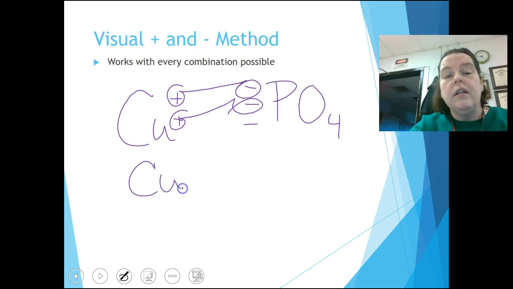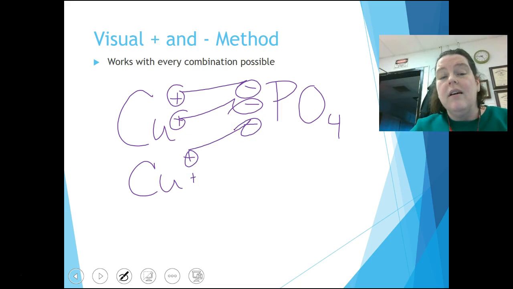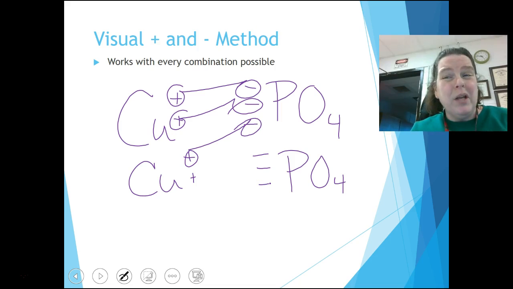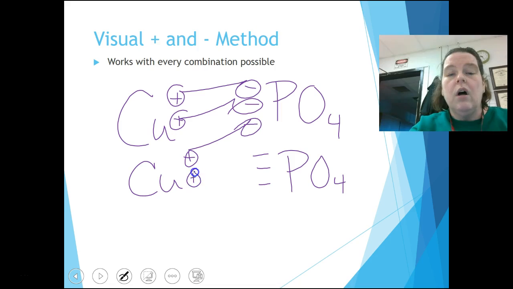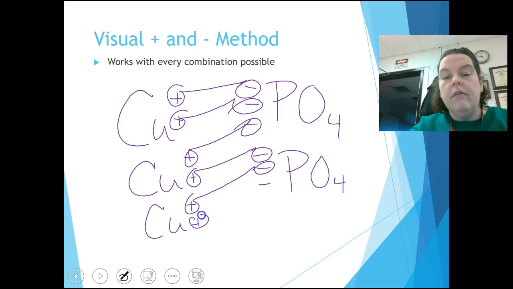So we need another Cu. So here's a Cu2+ to a 3-. But now we have more to be lost, so we need more PO4. Notice my O is big. It's not a little o, because that would be polonium, not oxygen. That's phosphorus and oxygen. So loss to a gain, or a gain to a loss, yep. Now we need more copper. There we go. And now we see that everything is good.